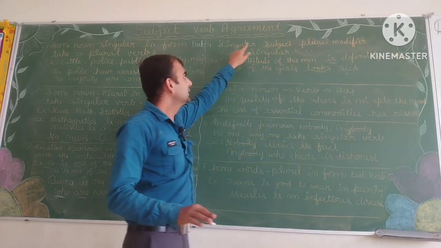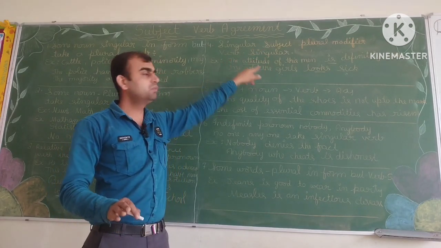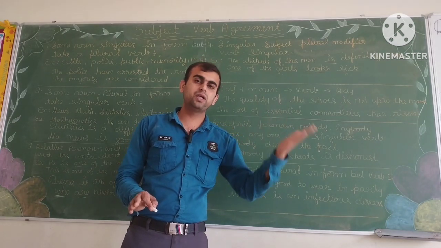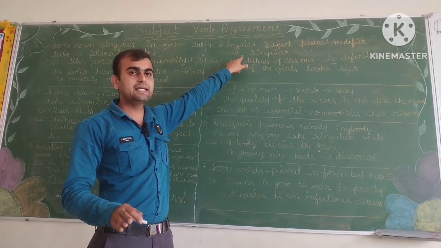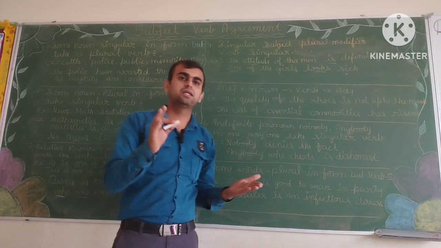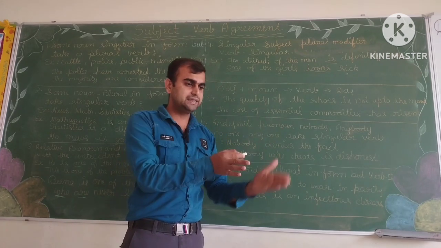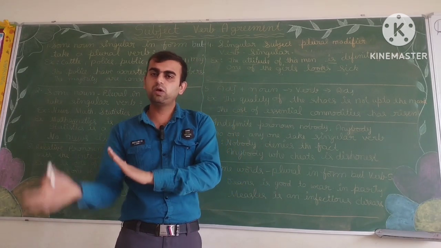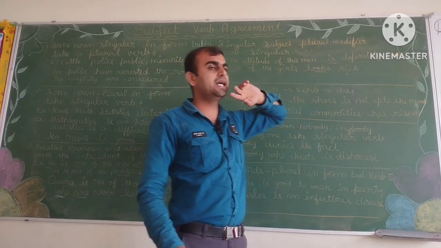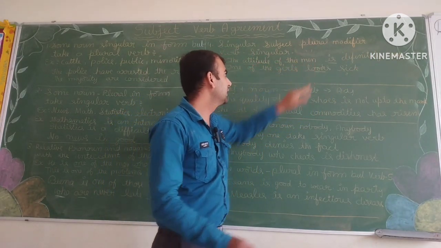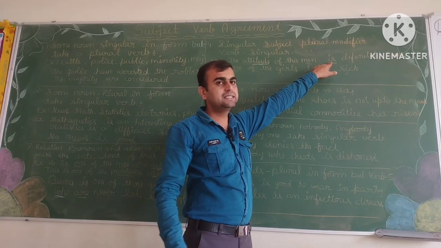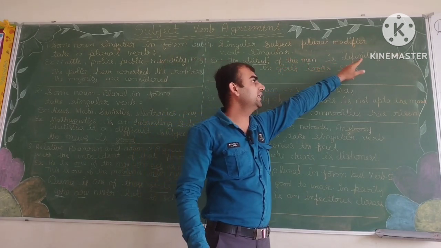Next one. With a singular subject and a plural modifier, the verb must be singular. If the subject is singular and it has a modifier that is plural, the verb must always agree with the singular. In simple language, if there is an adjective and noun, the verb always agrees with the adjective, not the noun. Example: the attitude of this man is definitely hostile. The man is singular but what is singular here? Attitude is singular. That's the reason the verb must be singular.